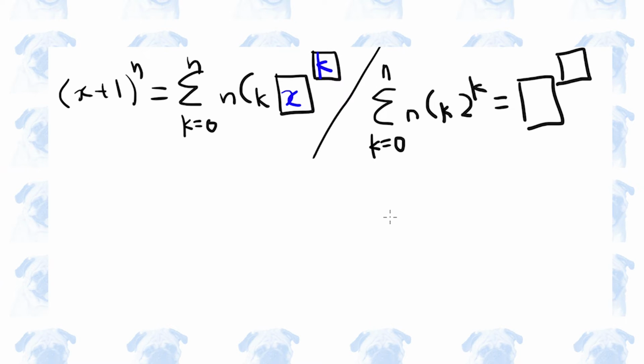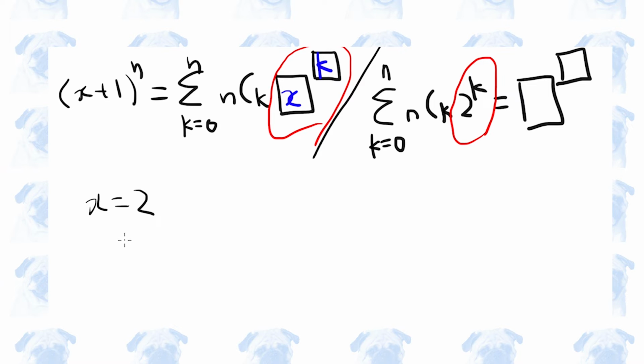In the second part, we have an expression that is very similar to the first one. The only difference is this part here. Based on this information, we know that x is 2. Therefore, by substituting x equals 2 into this binomial, we get 2 plus 1 to the power of n, which is 3 to the power of n.